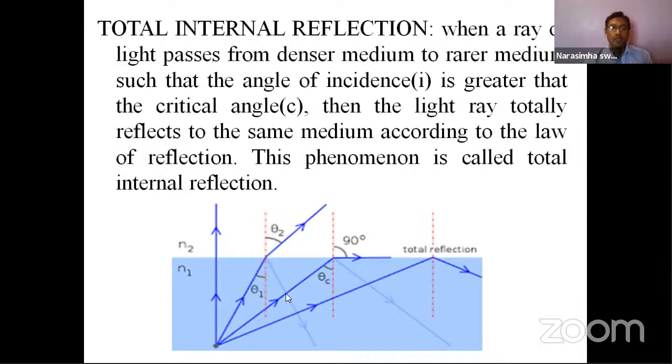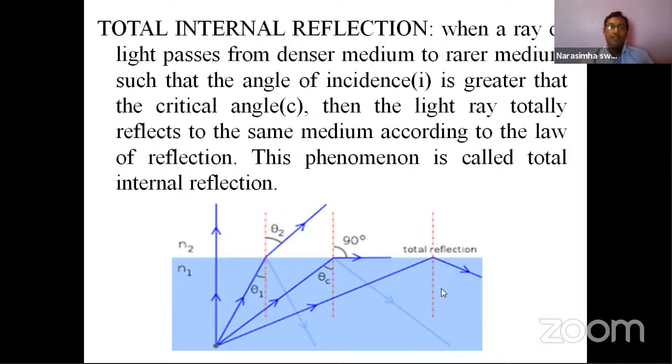Now see the third ray. The light ray is incident such that the angle of refraction becomes 90 degrees. Such an angle of incidence is called the critical angle, right? Observe that in these three rays, the angle of incidence is slowly increasing. Here θ1 is there, here θc, and the angle of incidence keeps increasing.